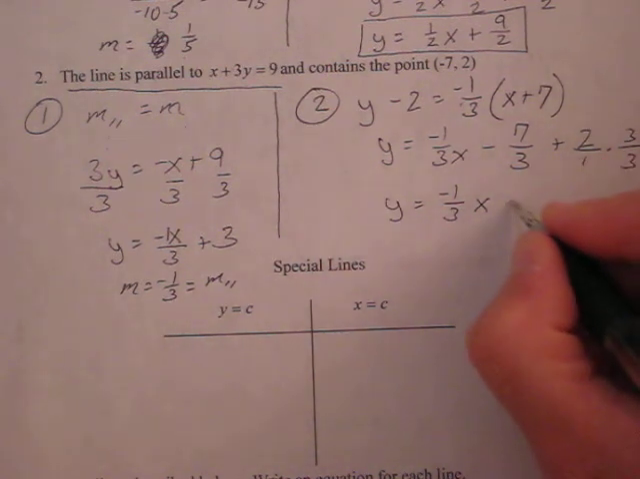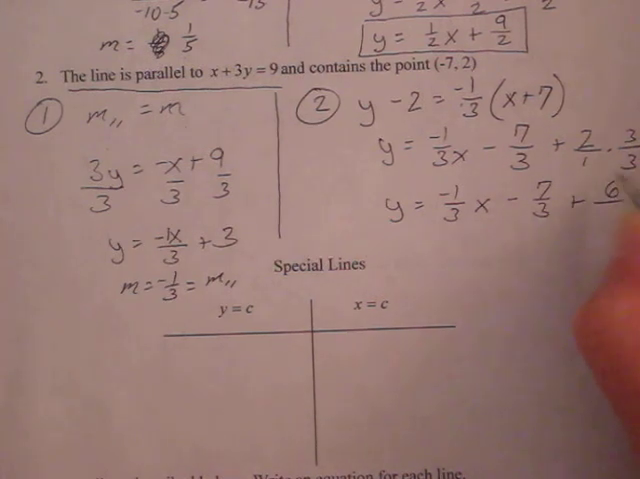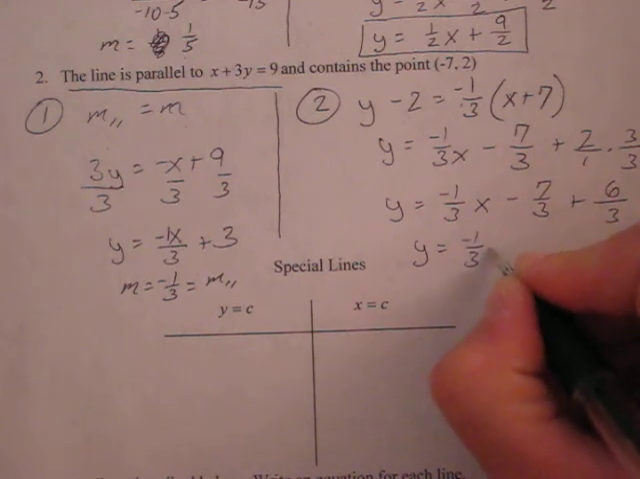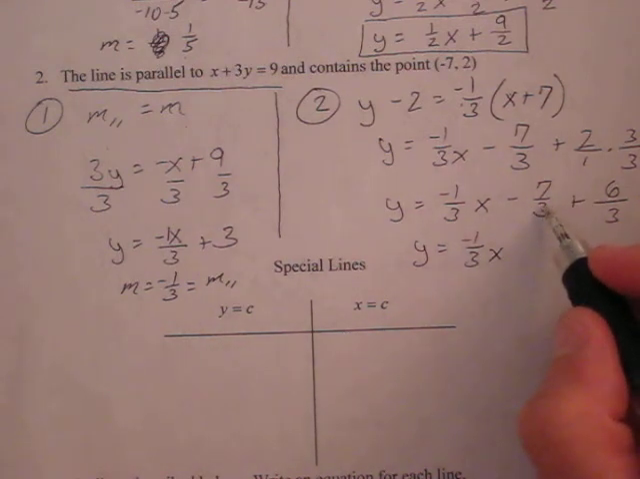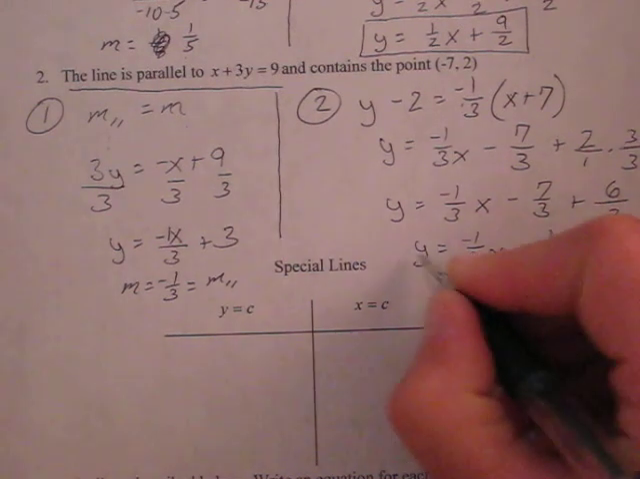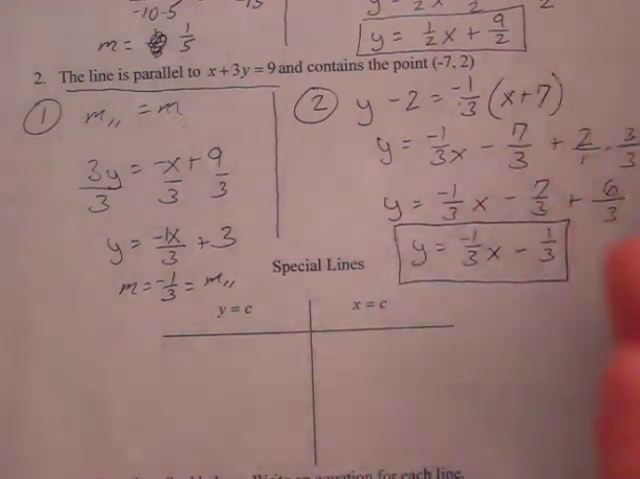I'm going to multiply by 3 over 3, so I have minus 7/3 plus 2 times 3 is 6, 1 times 3 is 3. So I have y equals negative 1/3 x minus, and then 7/3 plus 6/3, it's going to end up being minus 1/3. So that's my equation, and my answer to number 2.